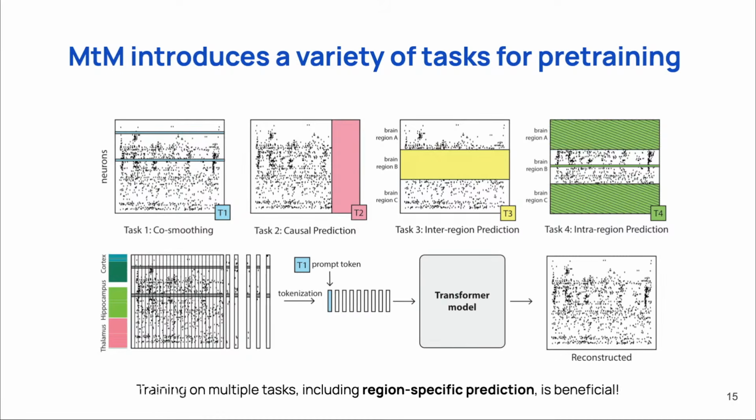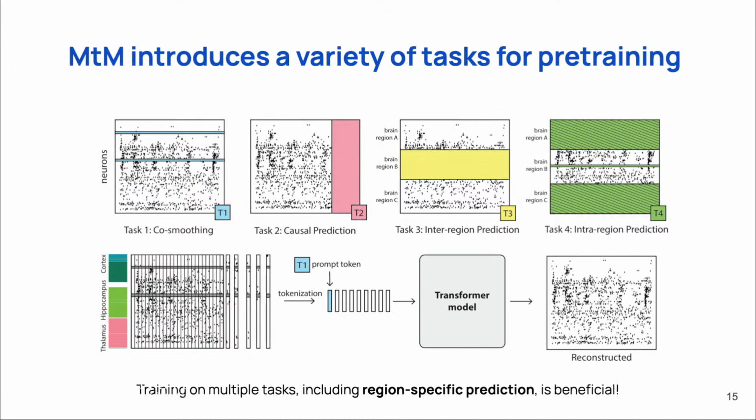And so in particular, there had been some previous work that had just looked at this co-smoothing approach, which is basically take a random subset of neurons, mask out their entire activity over some context window, and see if you can use the neighboring or other neural activity to fill in those missing gaps. Also causal prediction, so being able to forecast using all the prior neural data.